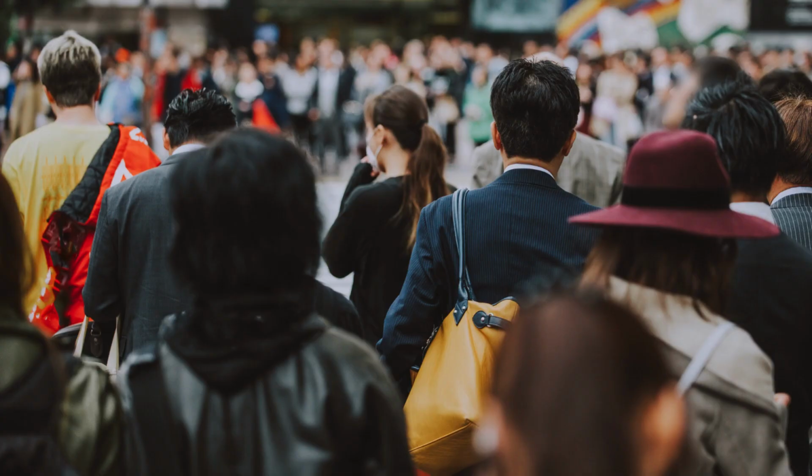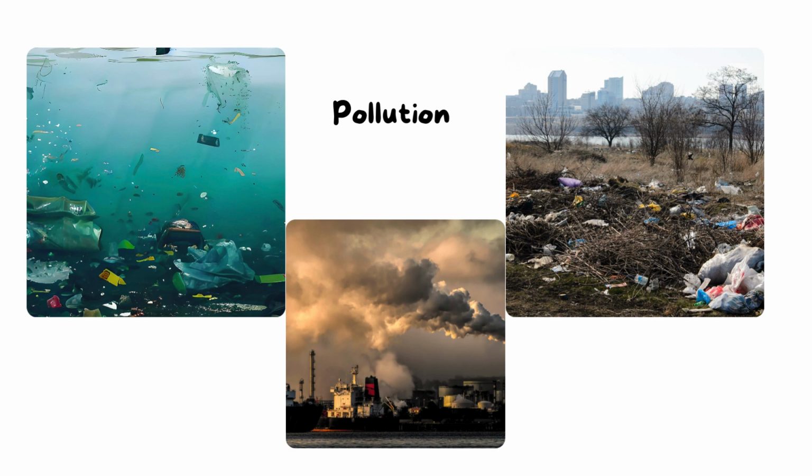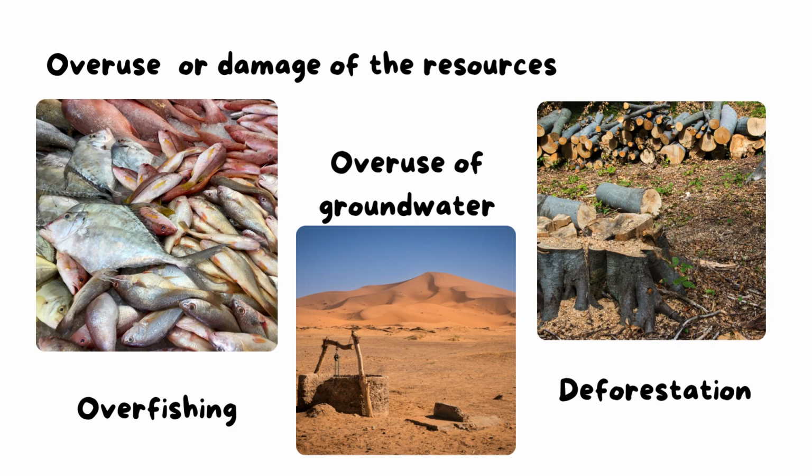And as we know, this is population, and pollution, as you see here, for sure affects sustainability, and the overuse or damage of the resources. So we have four factors that affect sustainability: overuse or damage of the resources, pollution, population, and the unequal distribution of resources on Earth.